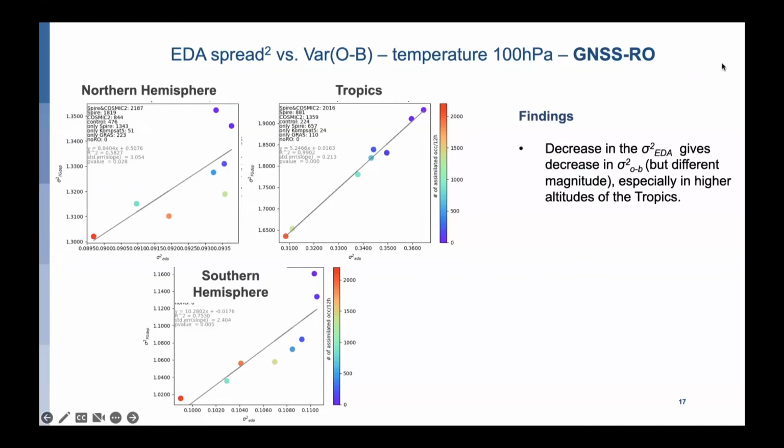So just to summarize the finding, this is what I just said, that you see a decrease in the EDA variance, but also a decrease in the first guess departure when you add more data. But the slopes are different.